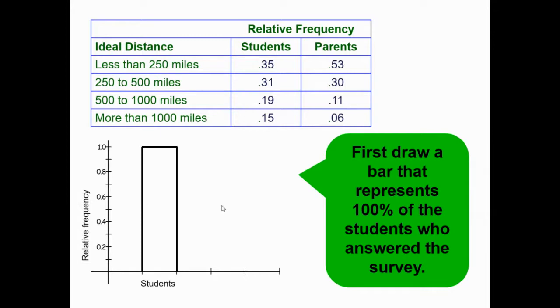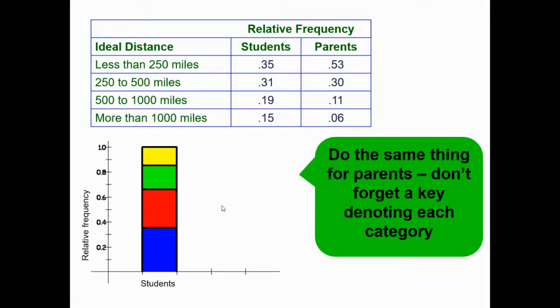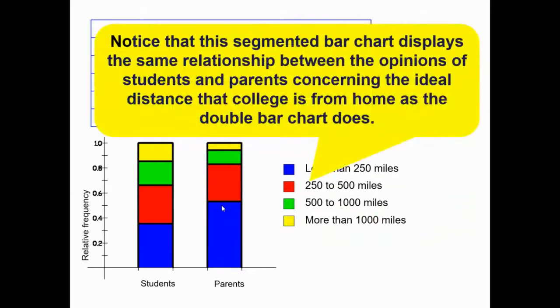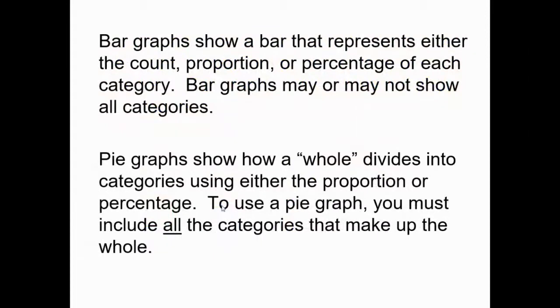So they were walking us through it, but we already did it. And again, notice that this displays the same relationship as the double bar chart does. So bar graphs show a bar that represents either count, proportion, or percentage of each category. They may or may not show all categories. However, if we use a pie graph, it shows how a whole divides into categories using either proportions or percentages.